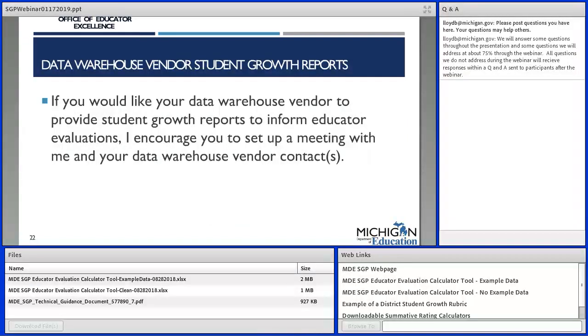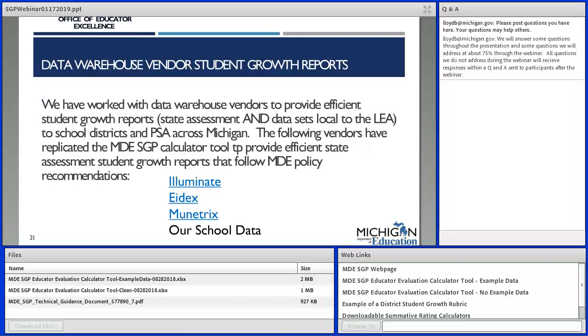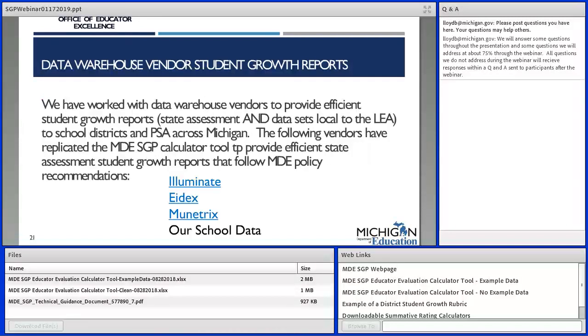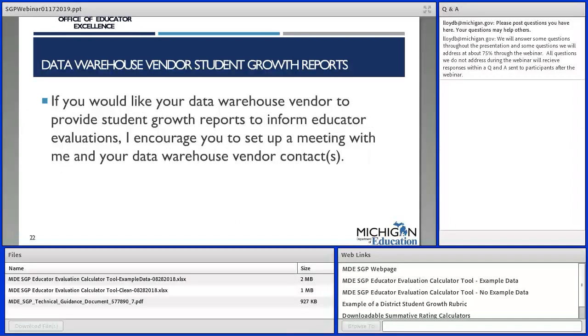And if you would like, these relationships were formed primarily with districts facilitating connections between MDE, myself, and the vendor that they were using, the data warehouse that they were using, to develop student growth reports for them. So if you were using a vendor that is not listed within this list, that you would like to have MDE work with to replicate the student growth reports, I encourage you to set up a meeting with me and your data warehouse vendor contact, and we will work to make things as efficient and easy for you as possible.